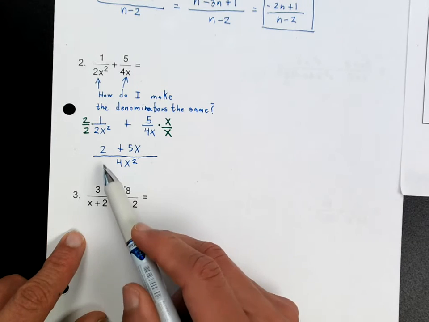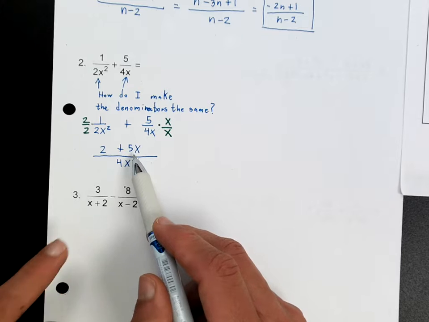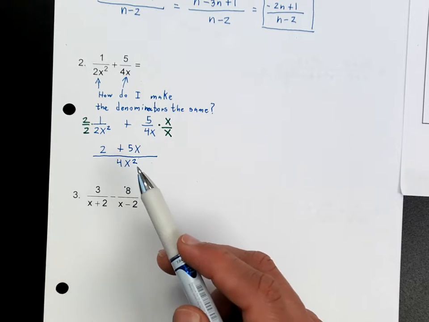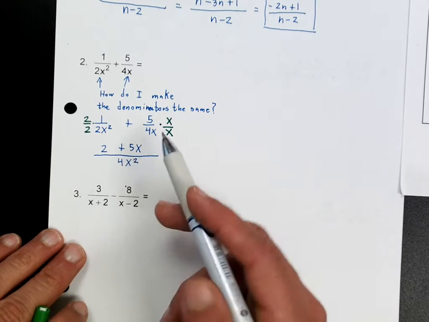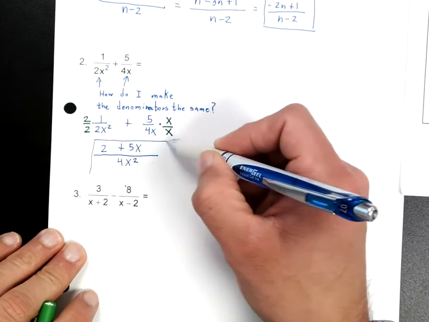Now at this point, you need to add the like terms in the numerator, but there is none. Right? I don't have a like term in the numerator, so this is it. There's nothing else you can do. That's the answer.